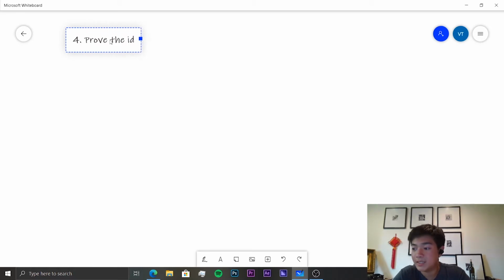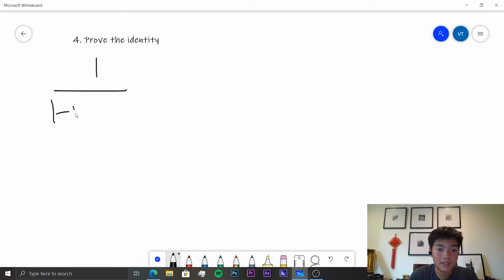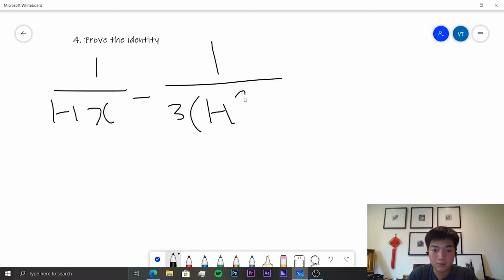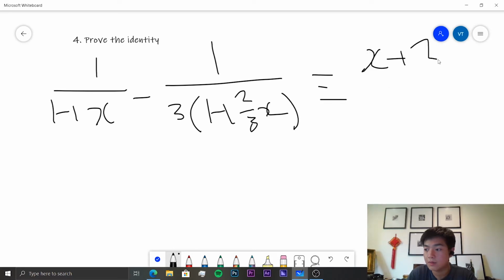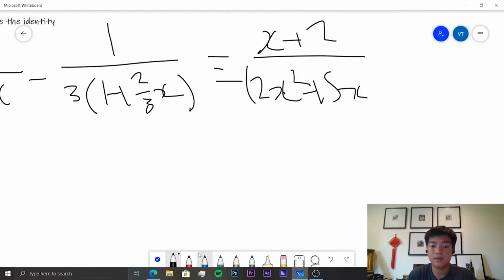the identity. Oh boy, this is a big one. So it's going to be 1 over 1 plus x minus 1 over 3 times 1 plus 2/3 x is equal to x plus 2 over 2x squared plus 5x plus 3.